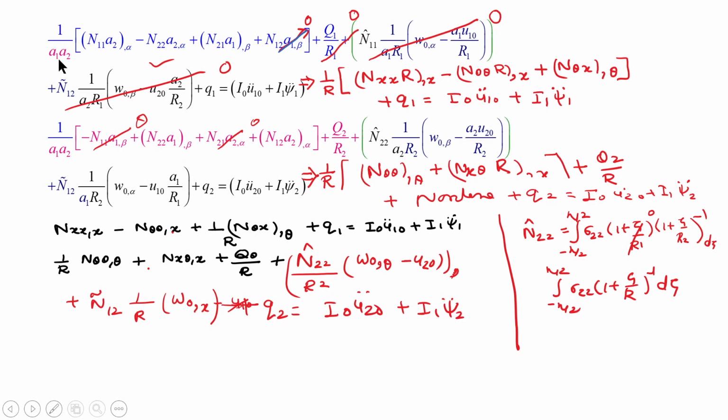Here 1 upon my A1, A2. So, we will write it here 1 by R and then N1, 1. So, Nxx A2 is R comma alpha comma R, capital R comma X, alpha X. Then N2, 2, A2 comma alpha means A2 is R and with respect to X. So, that will not contribute. A2 comma alpha, R comma X, R is not a function of X.